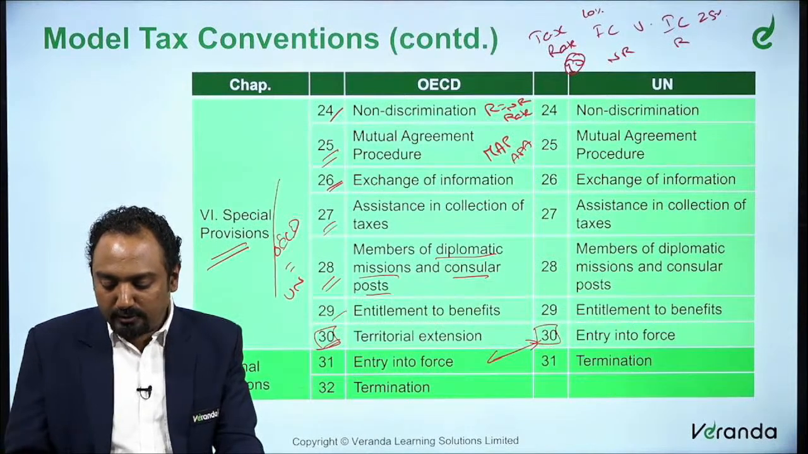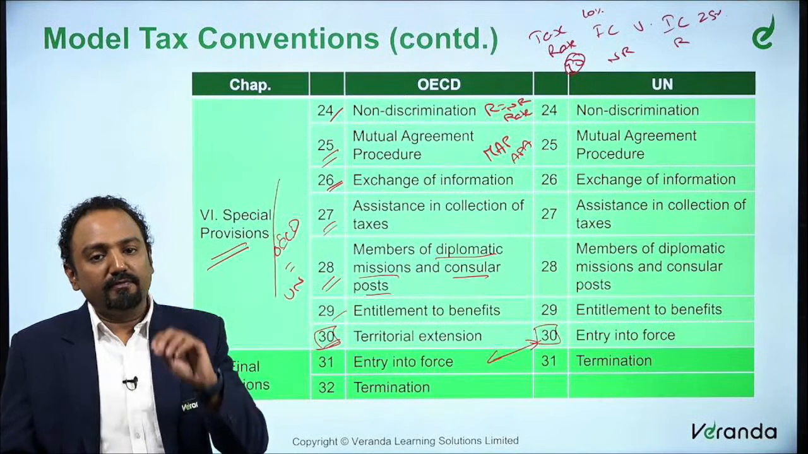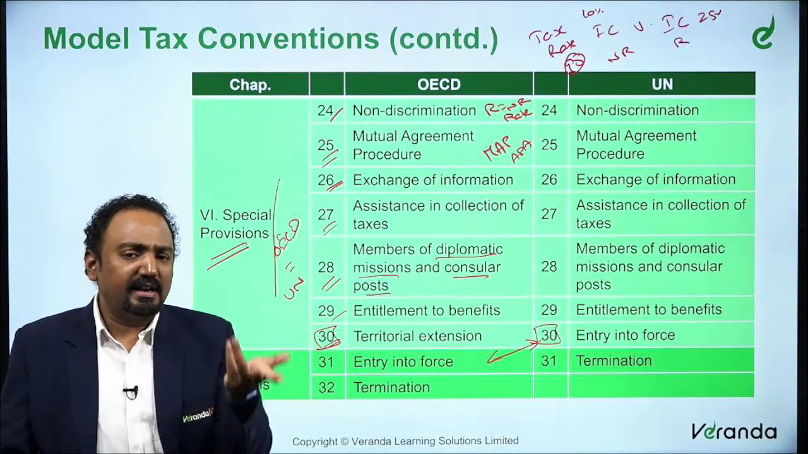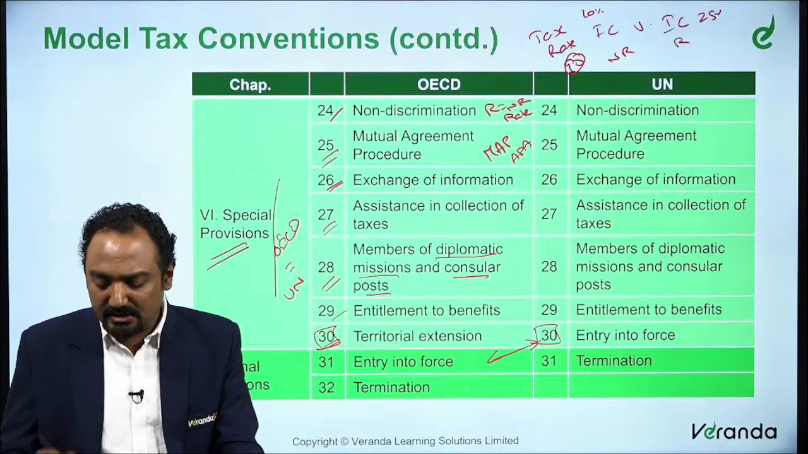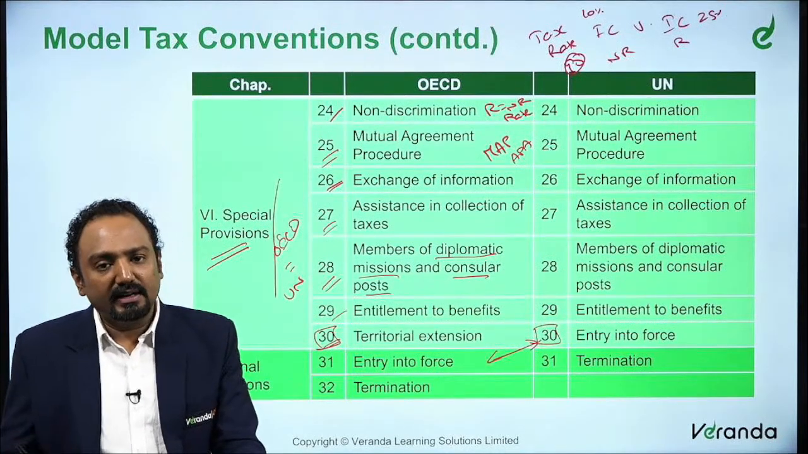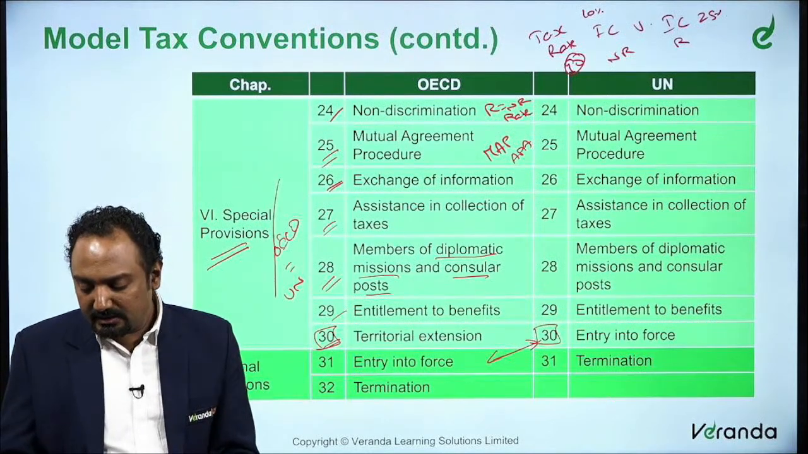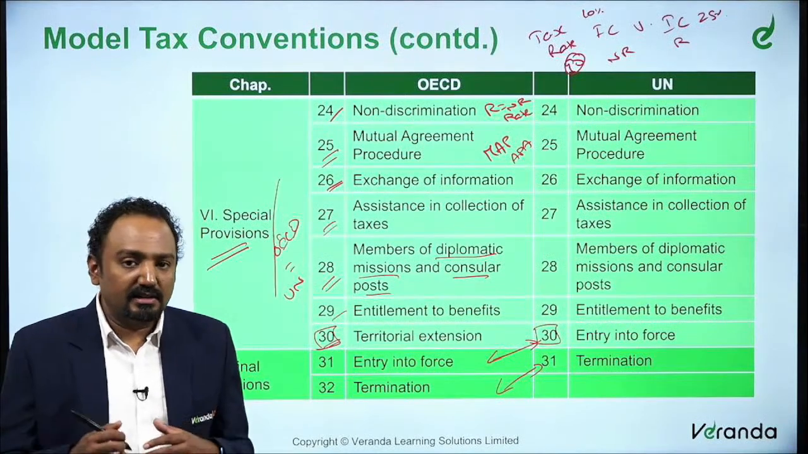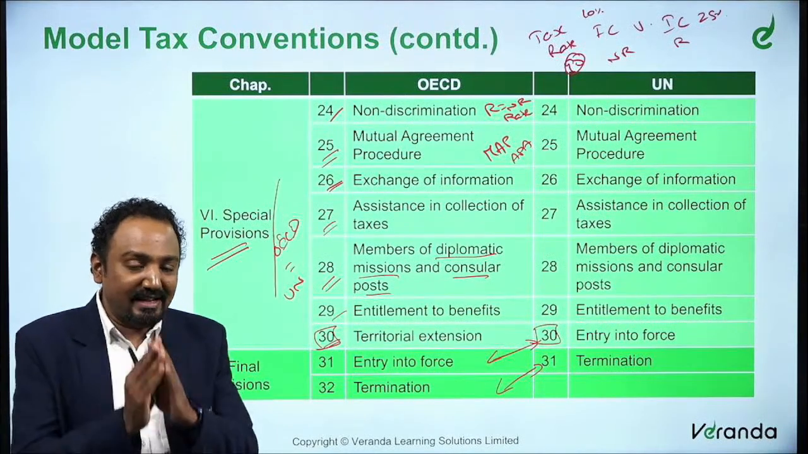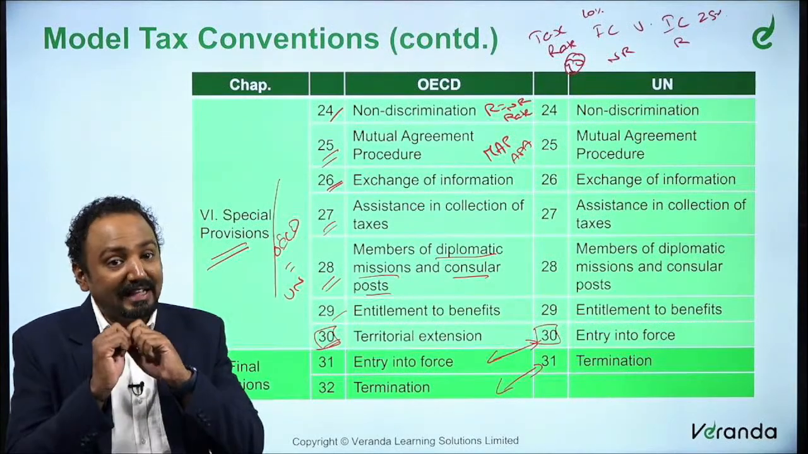This entry into force, which comes in this chapter 7, is basically about from when is this treaty applicable. So the effective date of implementing this treaty is discussed in Article 31. And then in Article 32, you have clauses for termination. So that is here discussed in OECD in Article 32. Article 32 talks about what are the scenarios, what are the situations in which a tax treaty will be terminated.